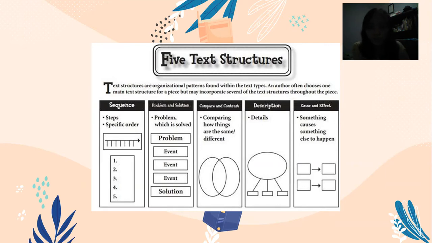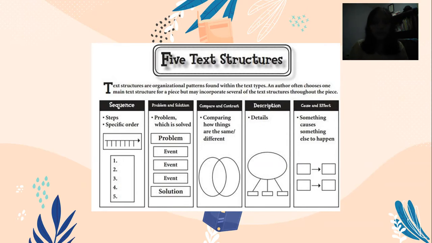And then 5. Cause and effect text describe about something causes something else to happen. Jadi cause and effect text itu menjelaskan tentang sesuatu terjadi karena apa dan akibatnya itu bagaimana, seperti itu.